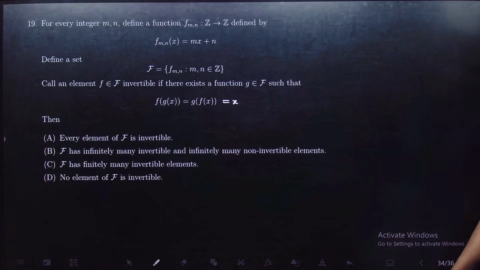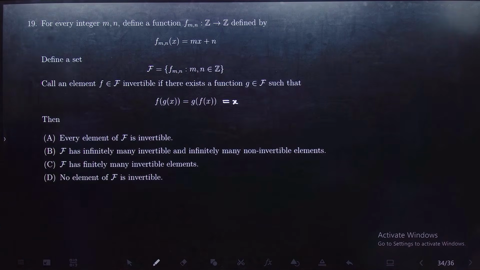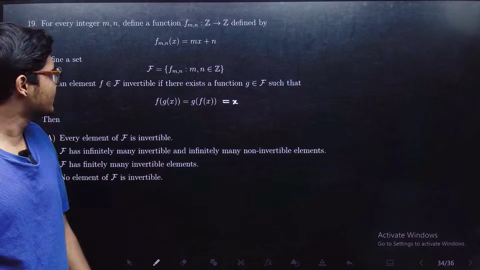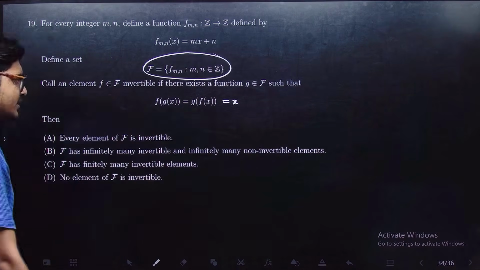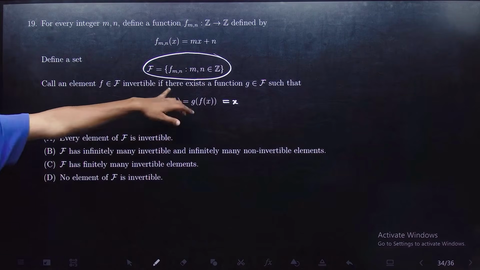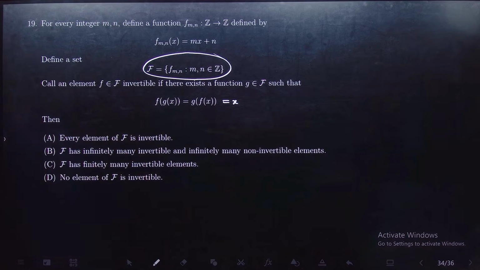Okay, so the next one is, for every integer m and n, we define a function f_{m,n} from Z to Z, which is this linear function, mx plus n. Now you look at the collection of all such functions, that is our capital F for us. Now an element is said to be invertible if there exists another function g such that f of g of x is equal to g of f of x is equal to x, right? Then which of the following options is correct?